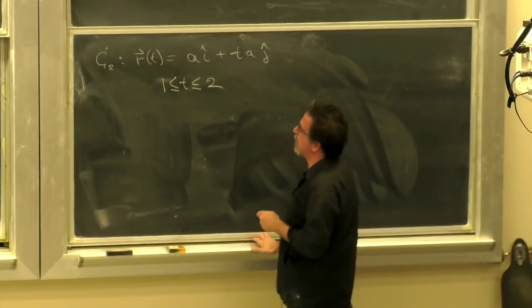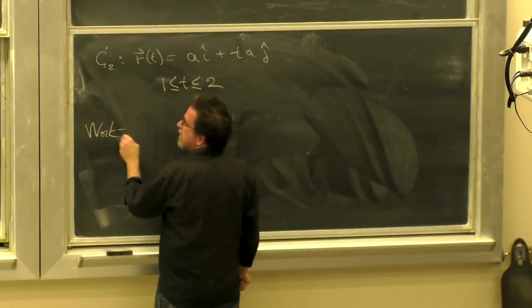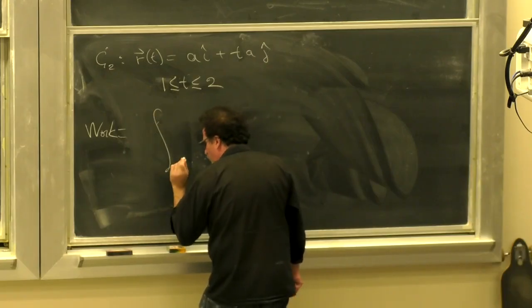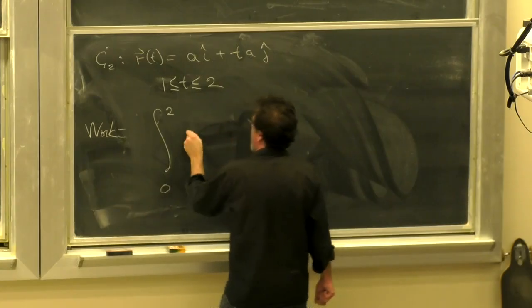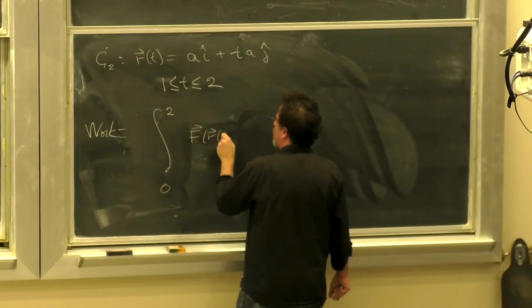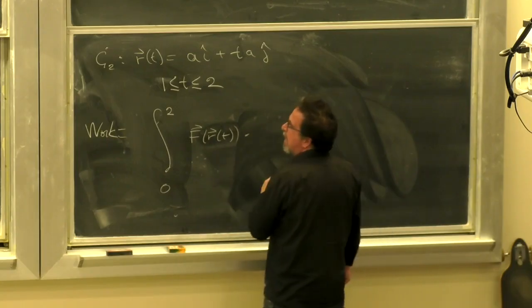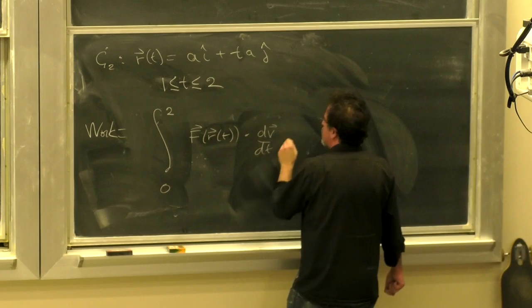But I did draw the line out once. Okay, well, let's do the work. The work is equal to the integral. Now I'll just make it the integral along the curve, which is the integral from 0 to 2. We'll use the time integration. F of r of t, this vector field evaluated along the curve, times dr dt dt.